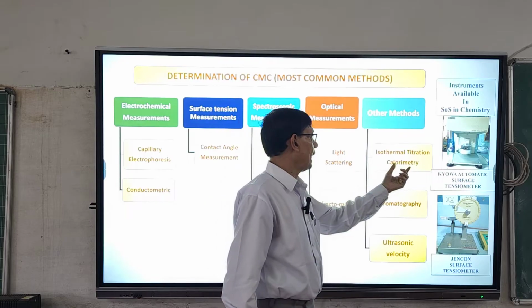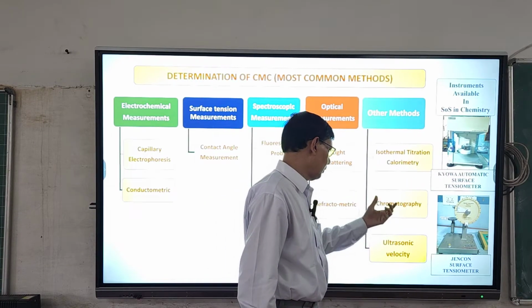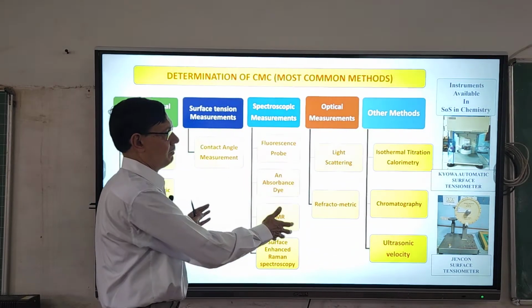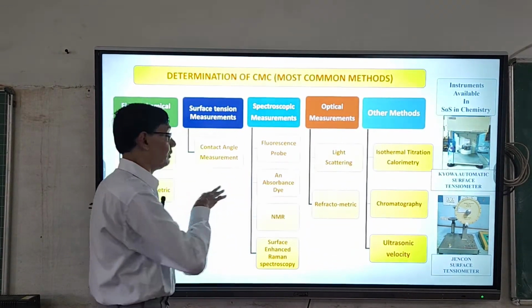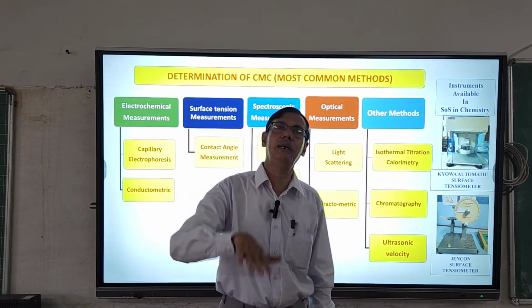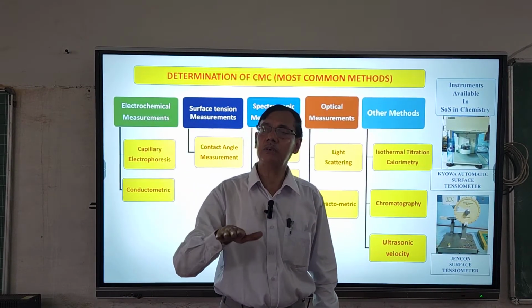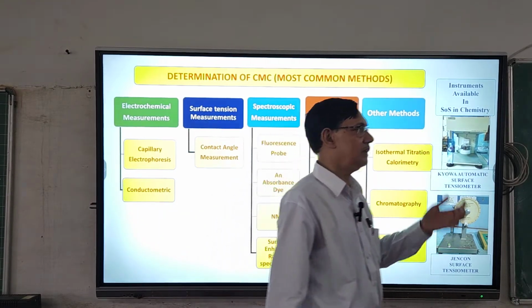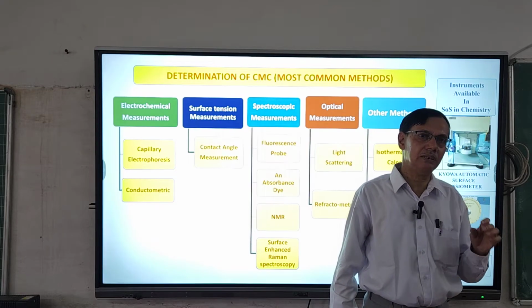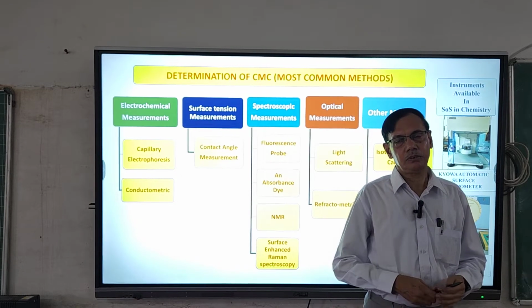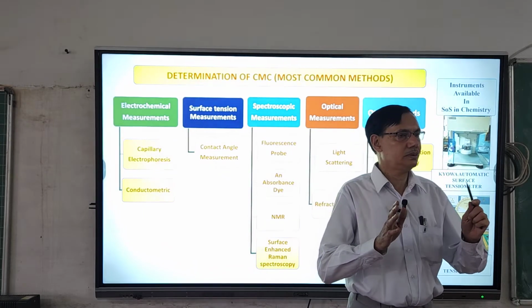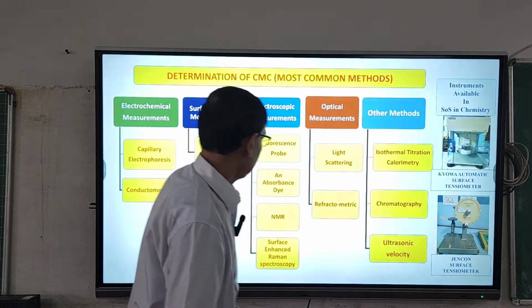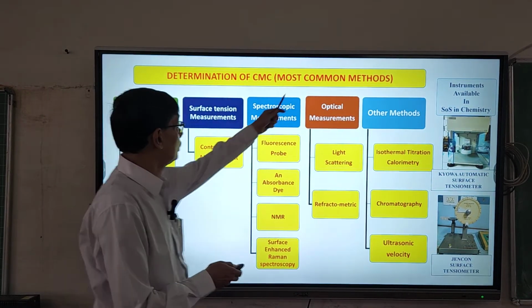Then the isothermal calorimetry method, with which we can calculate this directly. Then the chromatography method, the ultrasonic velocity method. So I have covered only some methods, but today, from the examination point of view or for the M.Sc student, you must know the details of the conductometric method and the surface tension method. If possible, you can also learn the fluorescence method as well as the UV visible spectrophotometric method. I will use some research papers. So these are the very most common methods of determination.